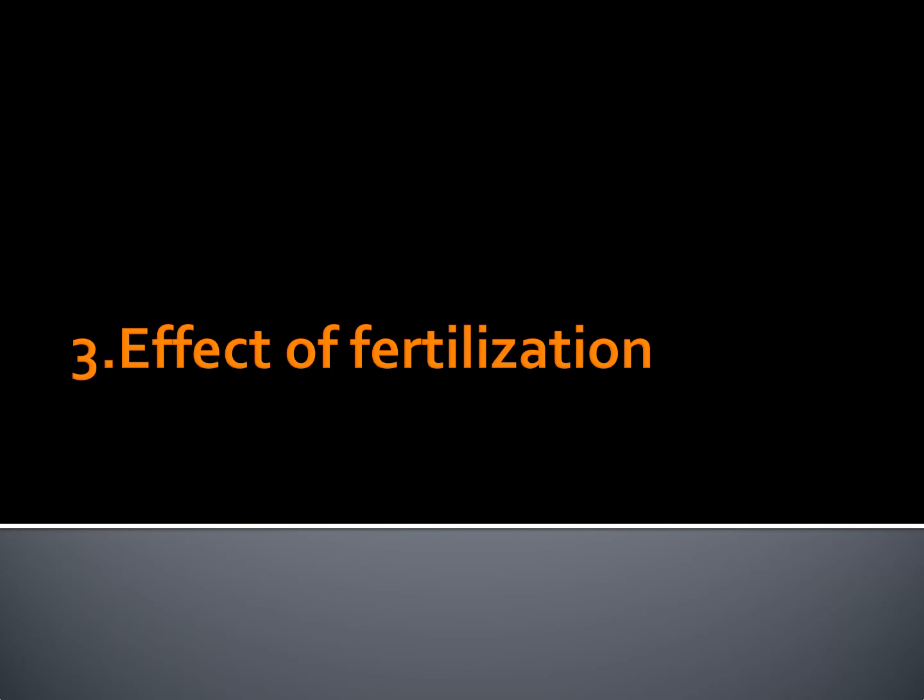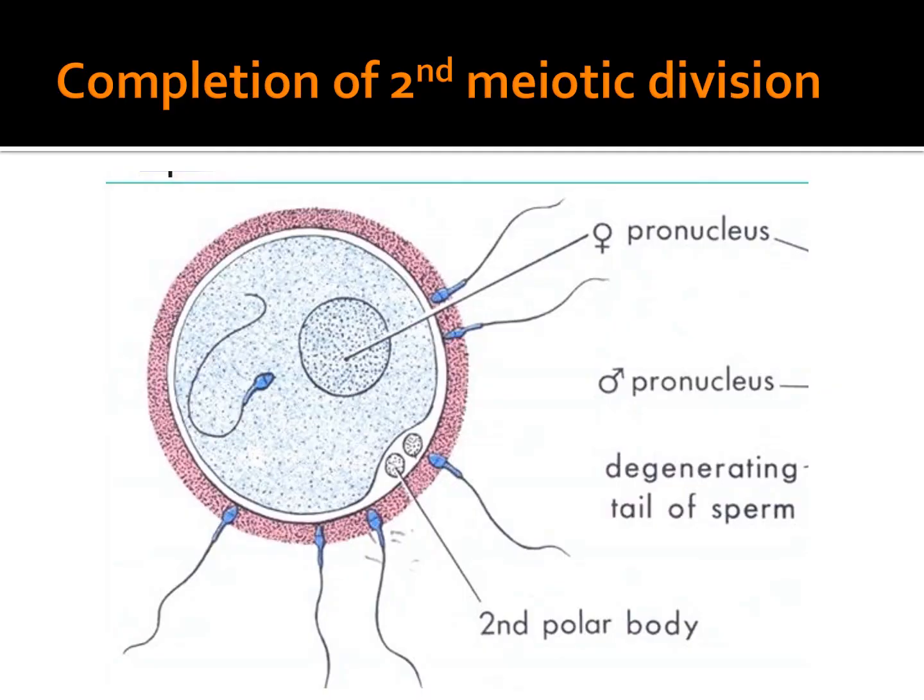Next is the third stage, the effects of fertilization. The first thing that occurs is completion of the second meiotic division. Once the sperm enters the oocyte, the ovum and sperm fuse, and this completes the second meiotic division. Here we can see the two polar bodies in the perivitelline space. We can also see the male and female pronuclei.